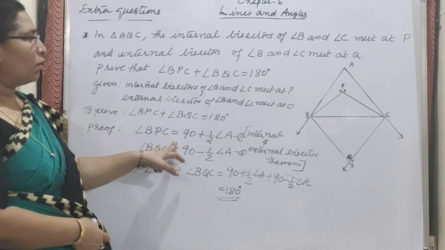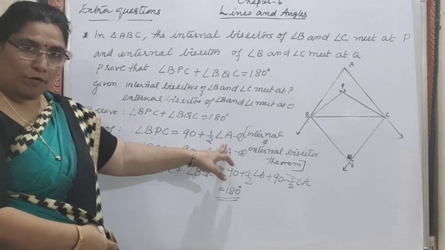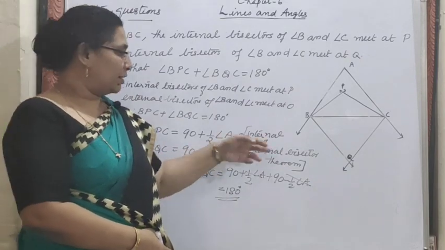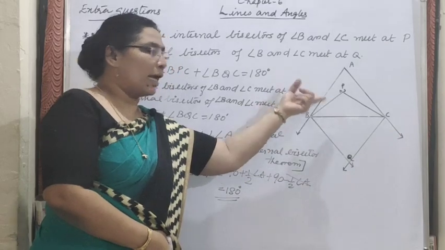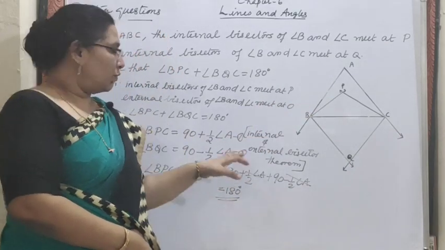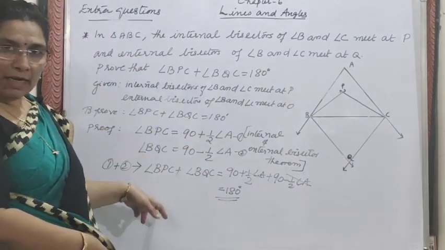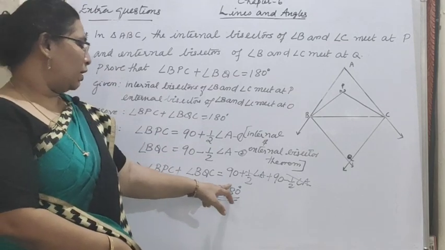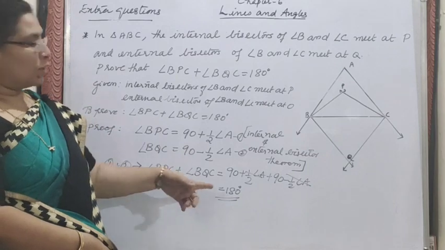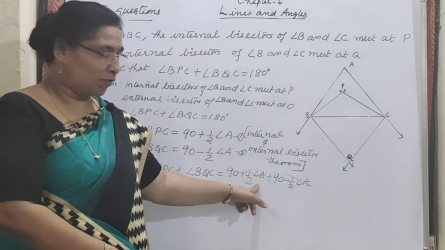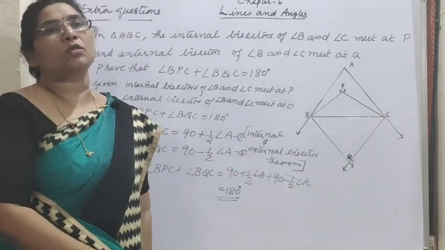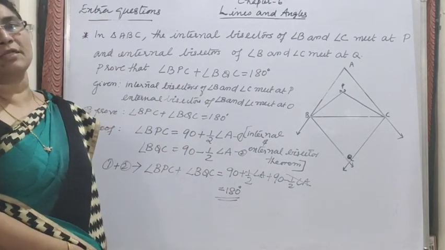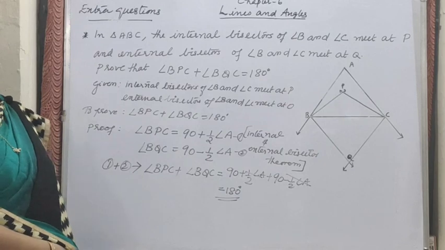Angle BPC equal to 90 plus half of A, and angle BQC, that is external bisector theorem, this we have proved, is 90 minus half of A. So we are using these two theorems and we are adding nothing else. So angle BPC plus BQC equal to 180 degree, because one is plus half of the angle A and one is minus half of the angle A. Both will get cancelled. So the remaining is 90 plus 90 equal to 180 degree.